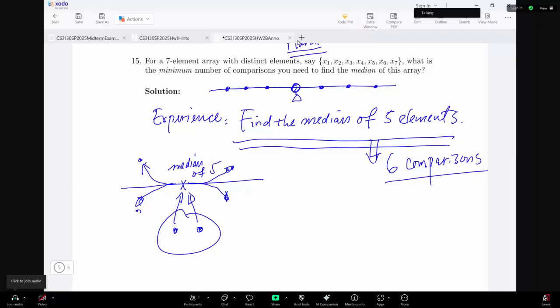But you may have some brilliant idea, so you can try. But do not spend too much time. Do not spend too much time.